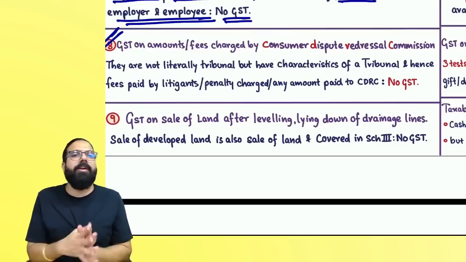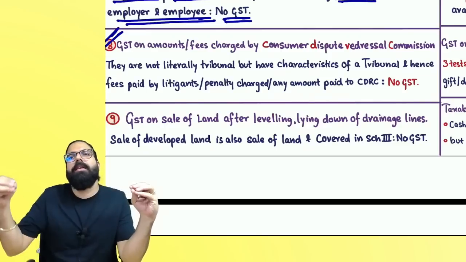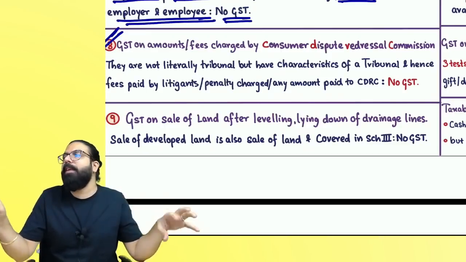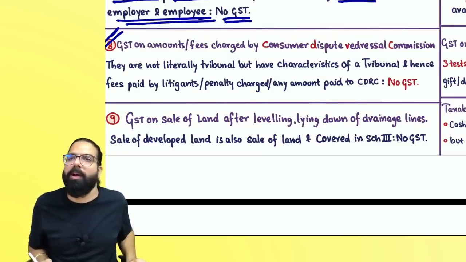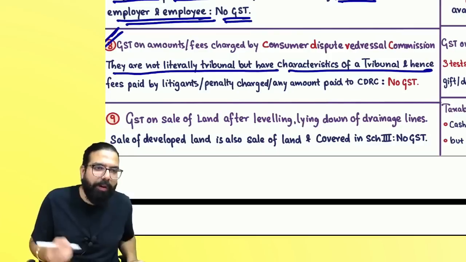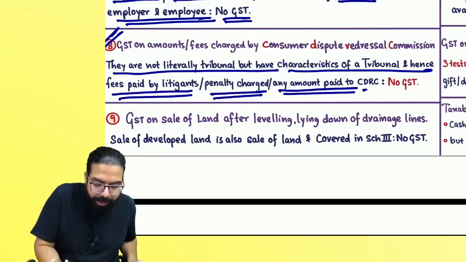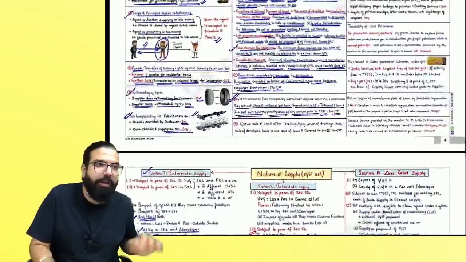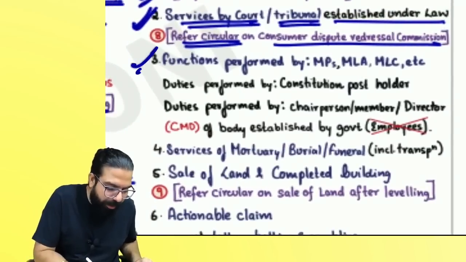tribunal only. And Consumer Dispute Redressal Commission, whenever they are giving any services for which they are taking their fees, or if by chance they are taking any penalty, always remember that will be neither supply of goods nor supply of service. It says they are not literally tribunal but have the characteristic of tribunal. Hence, fees paid by litigant, penalty charged, or any amount paid to Consumer Dispute Redressal Commission, there will be no GST.